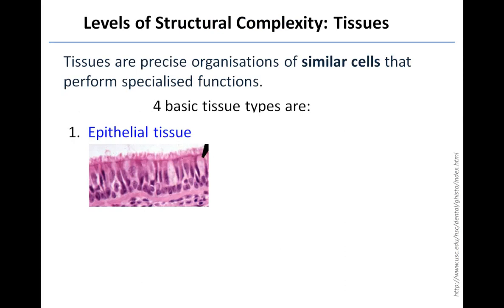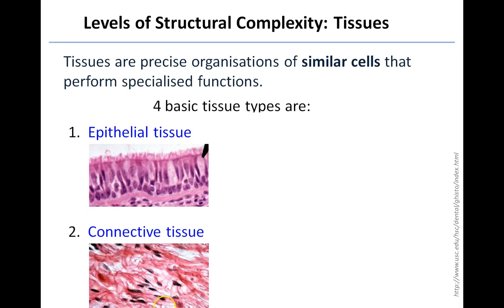Above the cellular level, we reach the more complex level, which is what we call tissues. Tissues are structures made of similar cell types, and they perform specialized functions. The four basic tissue types we have in the human body are epithelial tissues. Here we have tightly packed cells lining the surface of something. This would be lining the trachea, part of your airways.